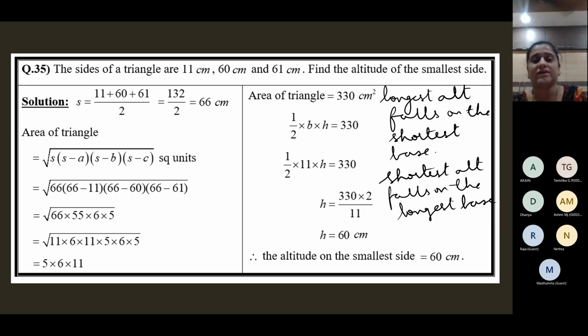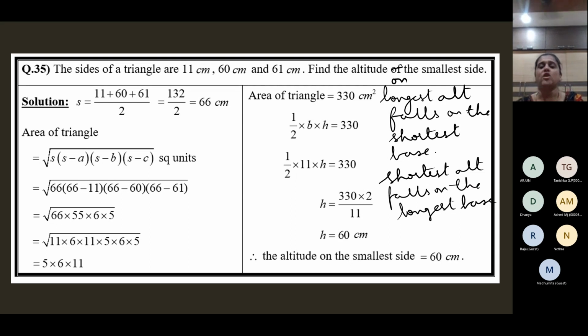But what's the question here? Find the altitude on the smallest side. They're asking you to take the smallest side as the base. So you should take the side as 11 centimeters and find the corresponding altitude.